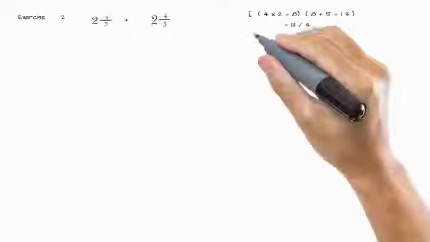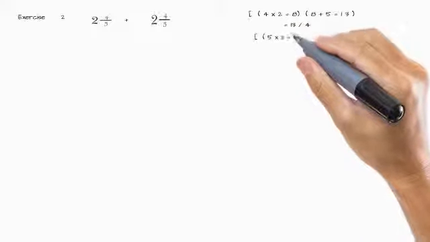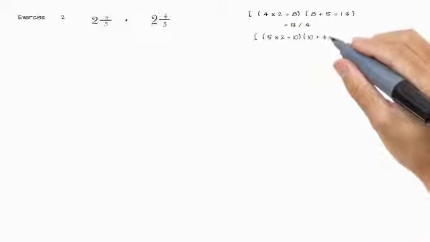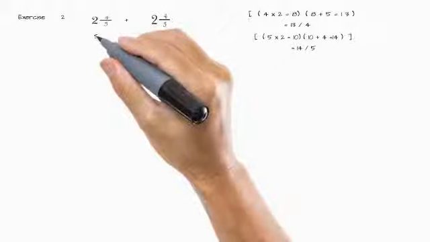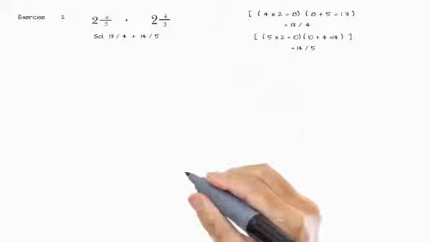Next mixed fraction is 2 4/5. Repeat the same process again. Denominator 5 times whole number 2 equals 10, and 10 plus numerator 4 equals 14. So the mixed fraction 2 4/5 equals 14/5. Now simply add both fractions, that is 13/4 + 14/5.